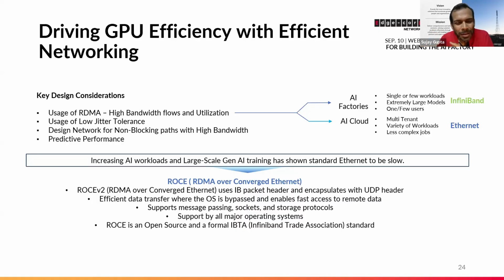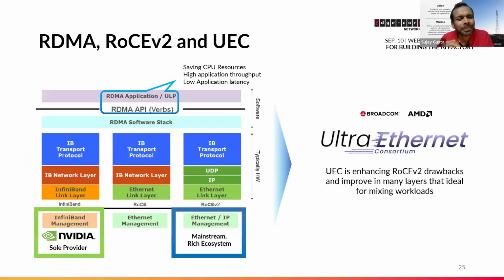What has come over the last few years is something called RoCE, which is RDMA over Converged Ethernet. It takes the key features and benefits from InfiniBand and uses Ethernet as a medium to provide similar functionality. Now, why is it so successful? If we go to the next slide, Alan.